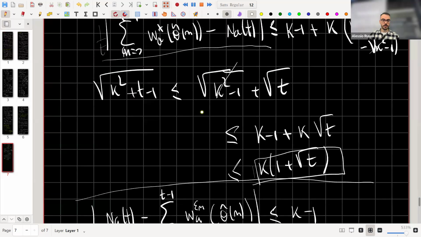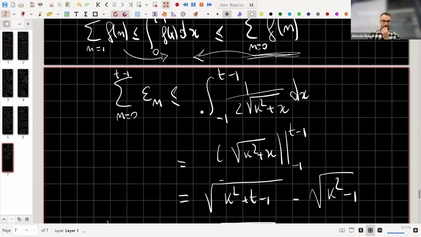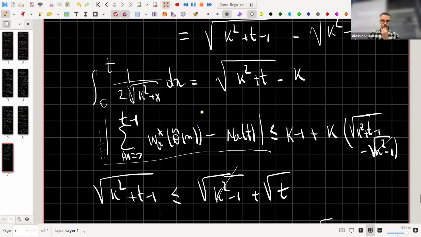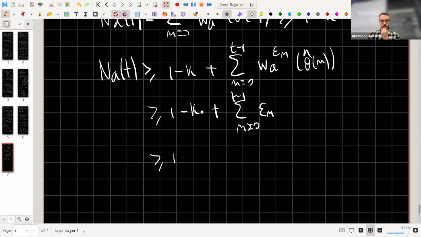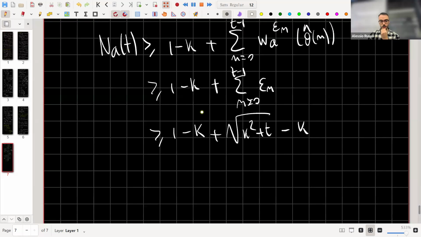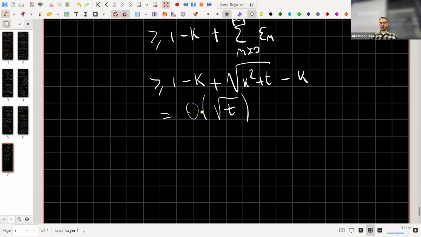What was the lower bound? The lower bound was like square root k squared plus t minus k. So we have 1 minus k plus square root k squared plus t minus k, which shows that the lower bound scales in square root t. So as t grows to infinity, the number of times you select each arm also tends to infinity, which is also what we showed before with the Borel-Cantelli lemma.